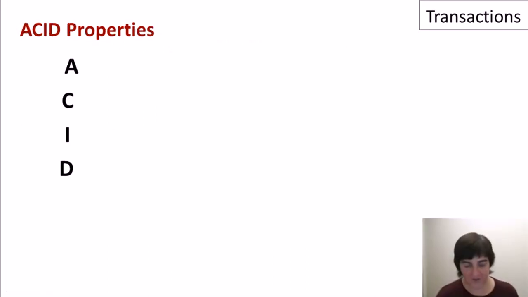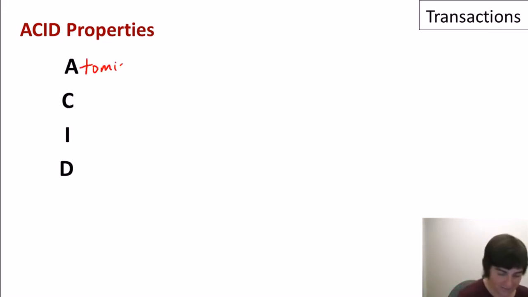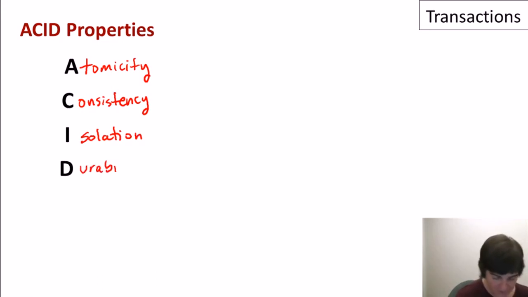Every database connoisseur knows that transactions support what are known as the ACID properties, although not everybody always remembers what ACID stands for. So I'll tell you. A stands for atomicity, C stands for consistency, I stands for isolation, and D stands for durability.